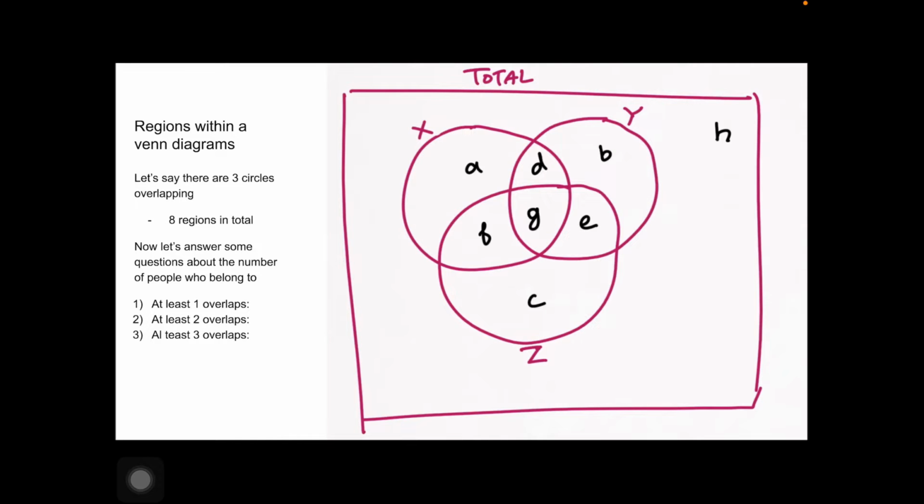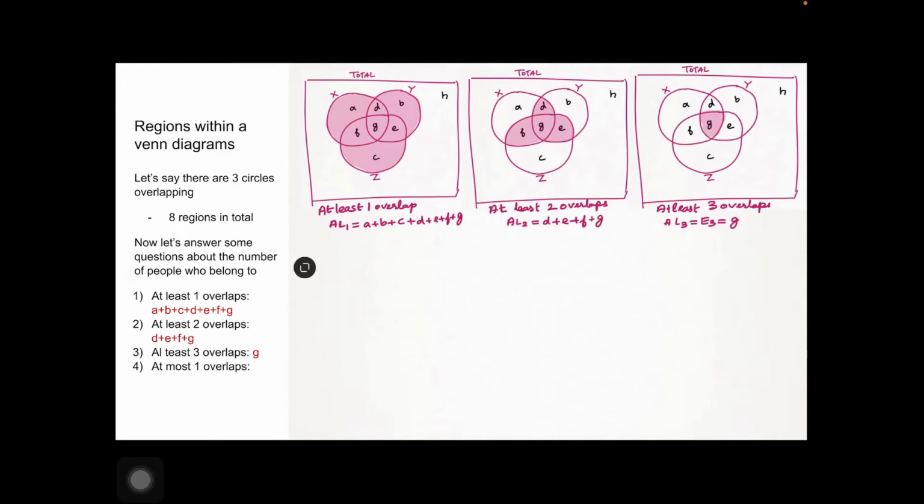Now let's see how many people belong to at least 1 circle region. At least 1 circle or at least 1 overlapping region means they should belong to at least any of the circles, or they should belong to either X circle or Y circle or Z circle. This is nothing but X union Y union Z, which we saw some time back. So A region, B region, C region, D, E, F, G, these 7 regions will be part of at least 1 overlapping region. In other words, exactly 1 overlap plus exactly 2 overlap plus exactly 3 overlap. This will be equal to our at least 1 overlapping region.